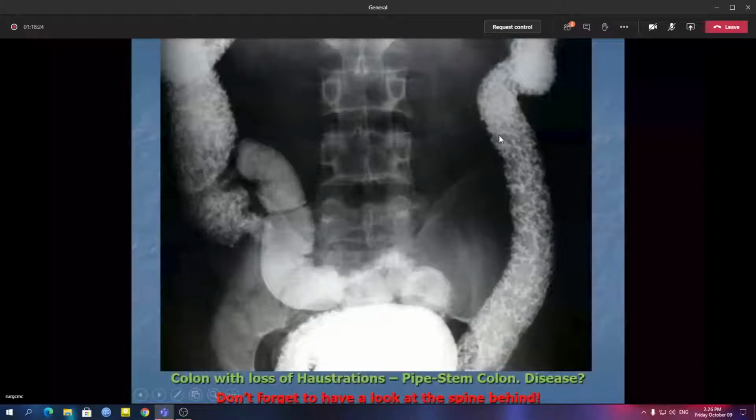The mucosal problems are there in this patient. Ulcerative colitis, and I don't know at which stage the picture was taken. Okay, but the haustrations are gone of colon. This is colon, typically going like this, but the haustrations are not there.